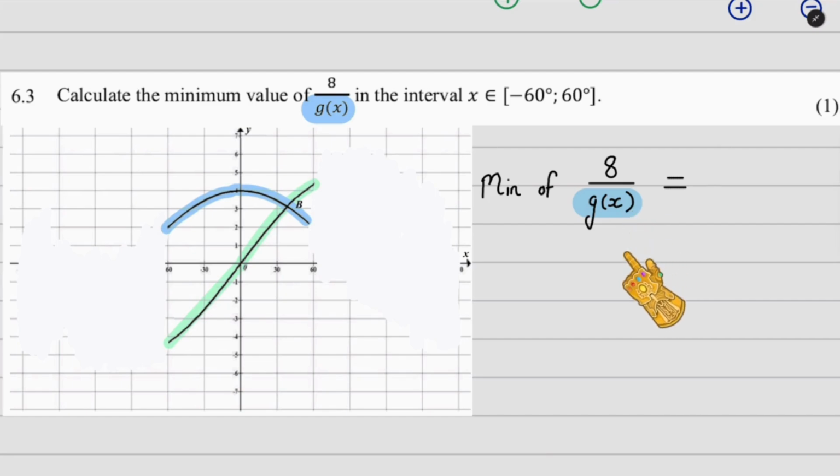To make that happen, you need to find out where g of x is the biggest, because you want basically 8 divided by the biggest number possible to give you the minimum of this expression. So we just scope that out, and remember g of x is another way of writing the y value. So I want the biggest y value possible, and if I follow this graph, I can see it's here, it's 4. So the minimum of 8 over g of x will be 8 over 4. And 8 divided by 4 is just 2. And you only get 1 mark for this 2 in this question.